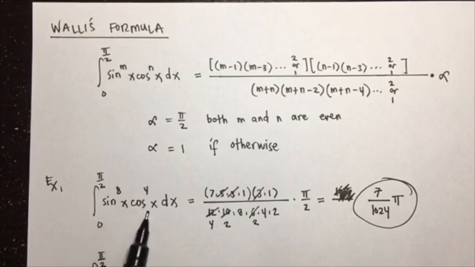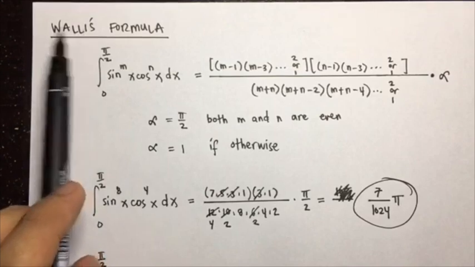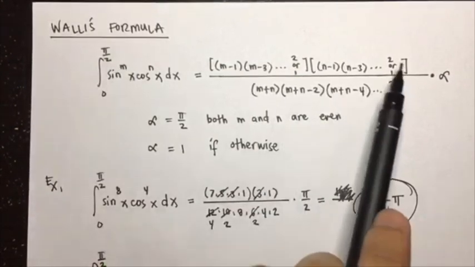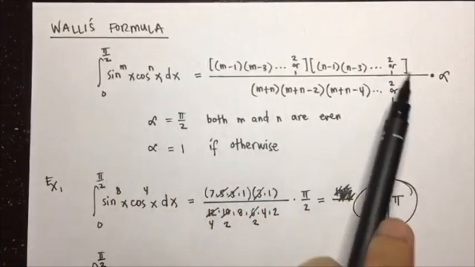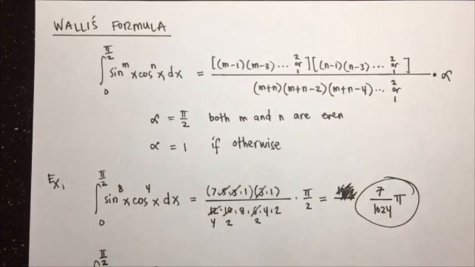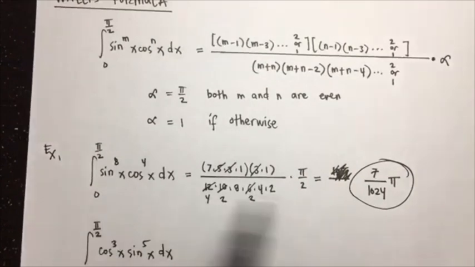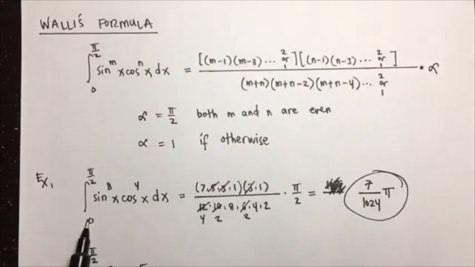process. But luckily we have the very intelligent Wallis, so he formulated this formula. Thanks to him, we don't need to actually transform this trigonometric integral anymore. But again, this only works if we have a limit of 0 to pi over 2.